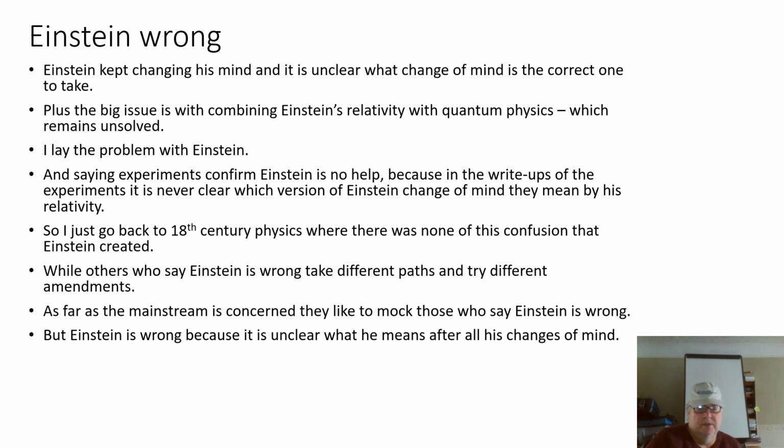I know the problem with Einstein, and saying experiments confirm Einstein is no help, because in the write-ups of the experiments it is never clear which version of Einstein's changes of mind they mean by his relativity. So I just go back to 18th century physics, where there is none of this confusion that Einstein created, and I go with Boscovich's theory. While others who say Einstein is wrong take different paths and try different amendments. As far as the mainstream is concerned, they like to mock those who say Einstein is wrong. But Einstein is wrong because it's unclear what he means after all these changes of mind.